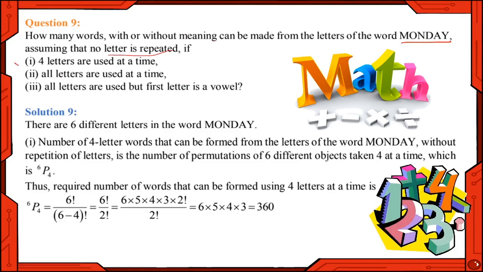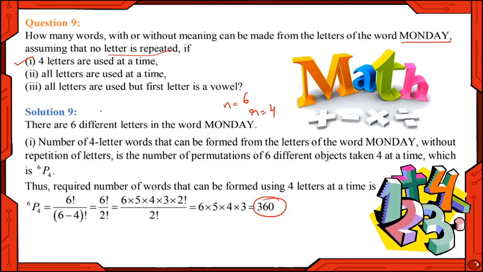For the first part, 4 letters are used at a time. So in Monday, how many total letters do we have? 6. N is 6, and how many do we have to take at a time? 4. So nPr, 6P4. Calculate and answer.